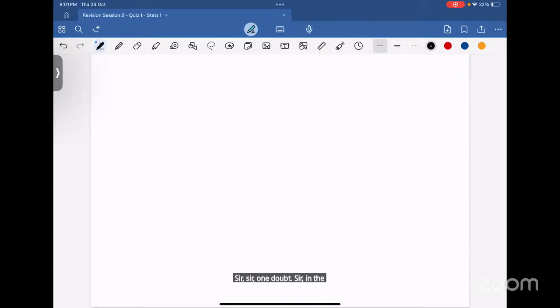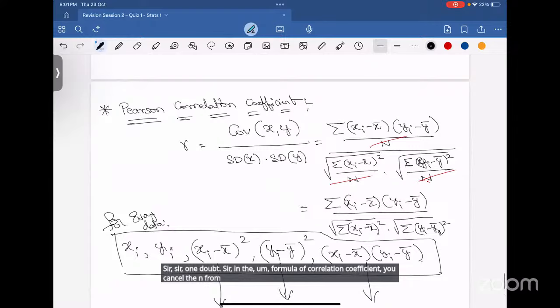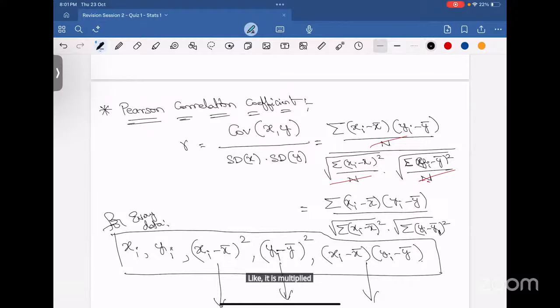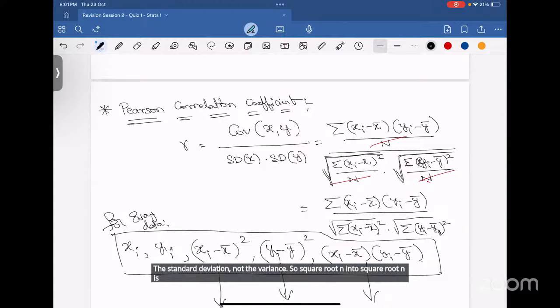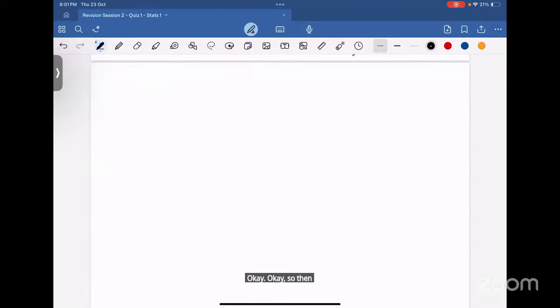Sir, one doubt. In the formula of correlation coefficient, you cancelled the n from the denominator and numerator. How did you do that? In the bottom it is n square and on the top it is n. It is not n square, there is a square root, right? It is the standard deviation, not the variance. So square root n into square root n is n, and that n will get cancelled out with the top n. Okay, sir. Okay, then I will take that example itself.